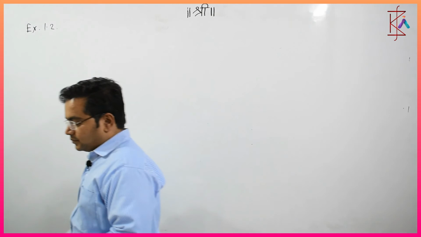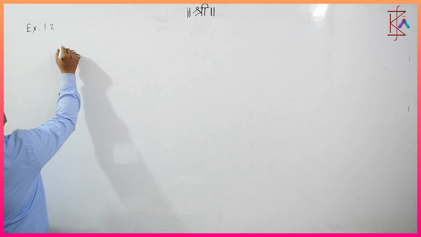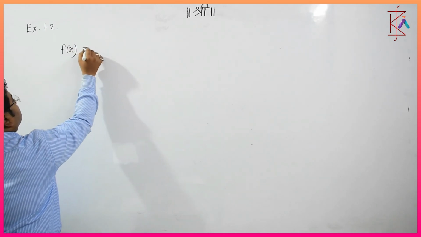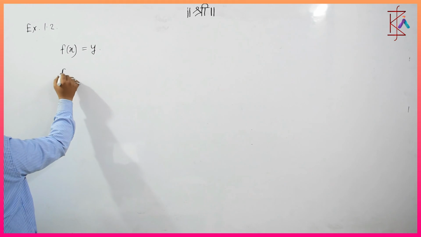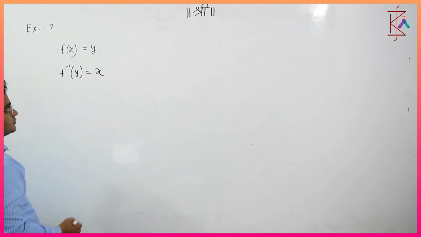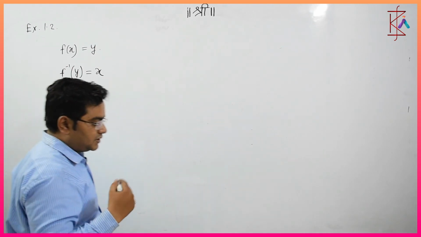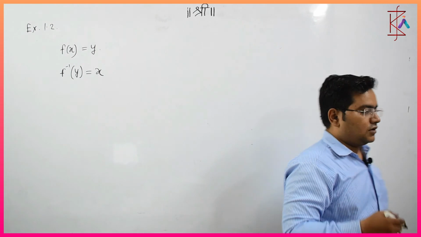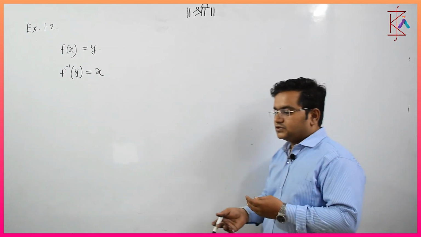I would like to repeat the task which we initially completed. So f of x is equal to y. What should be the inverse of y? f inverse of y is equal to x. So this function is reversed. What is the reverse function, or how do we find the inverse of that function? We make that process opposite.